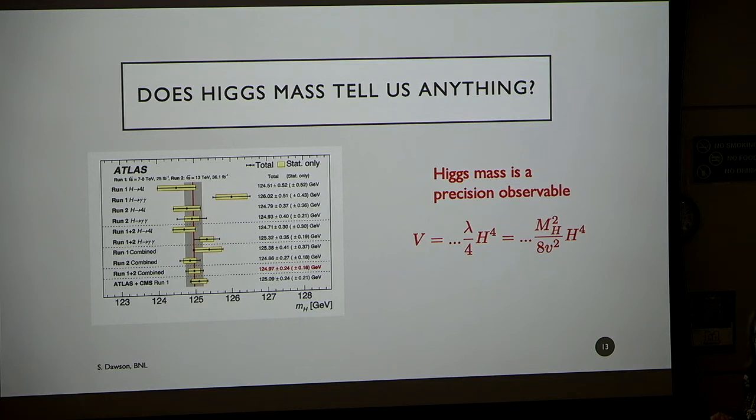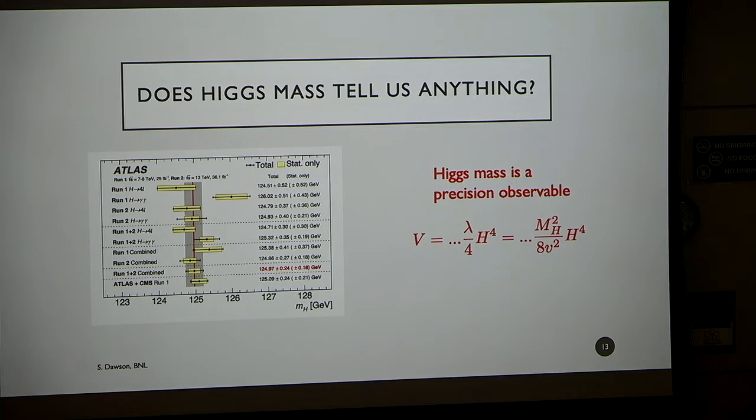So does this tell us anything? We know the mass. What does it mean? Can we learn any new physics from it? Let's try to learn something from the measurement of the Higgs mass. I remind you that the quartic term in the potential, h to the fourth, is mh squared over 8v squared h to the fourth. So lambda is just the coefficient of h to the fourth over 4.